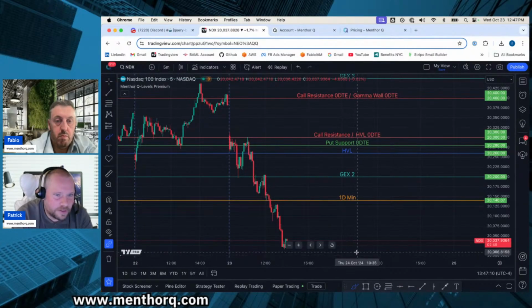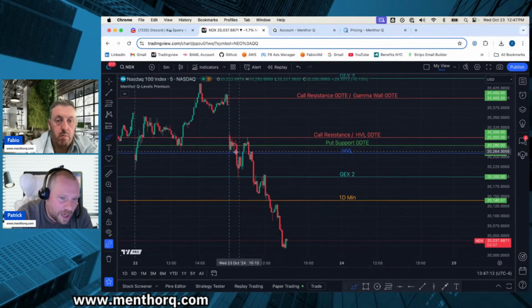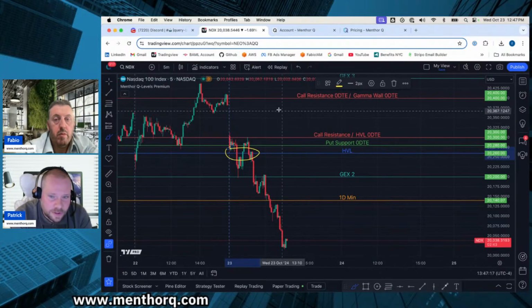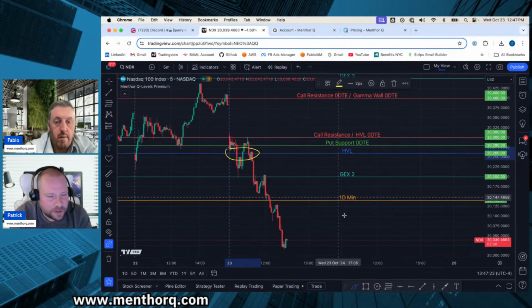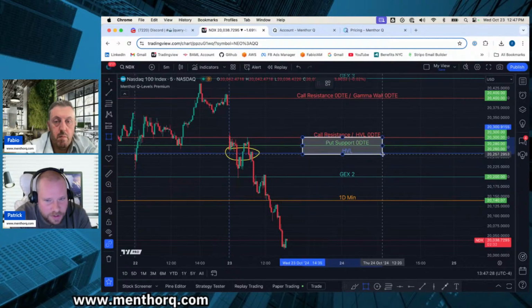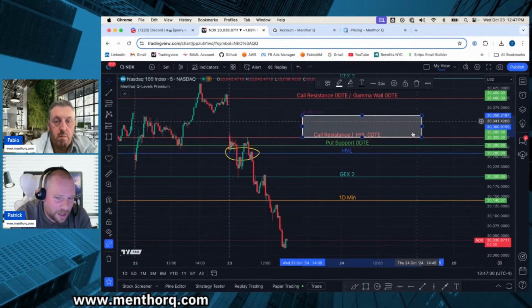NDX, perfect example. And I would tell you something based on my experience. We were speaking yesterday about the areas that are really strong, where we have levels together in one area. Look at this. We have call resistance there. We have high wall 0 DTE. We have put support and we have high wall there.